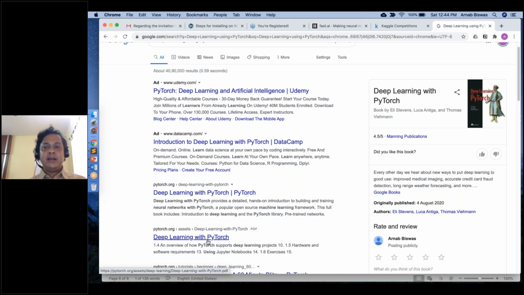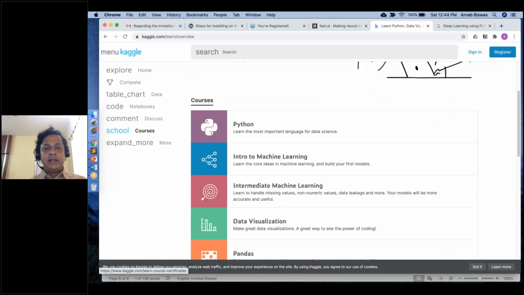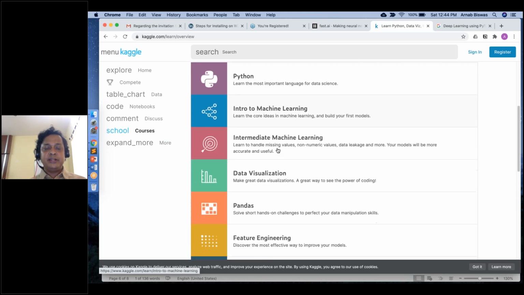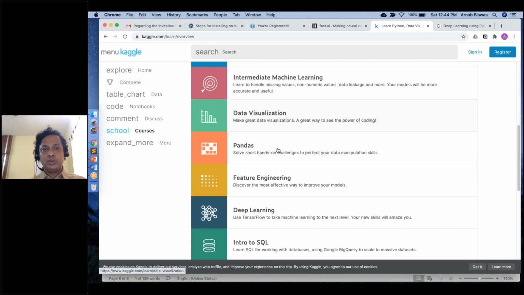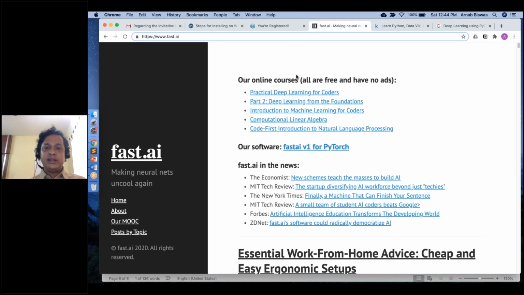But along with reading the books, go to Kaggle. They have something called courses, these Python courses, intro to machine learning. They have a lot of good short courses. Try to attend those courses. Then go to Fast AI. They have a good course as well. The advantage for both Kaggle and Fast AI is that there is a very good online community forum, so you can ask all your questions there and people would be happy to help you.